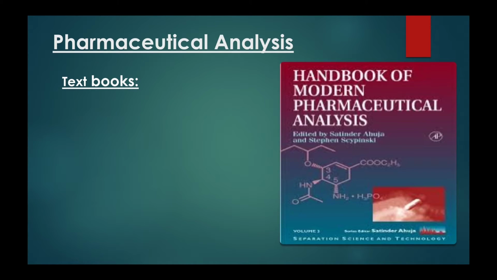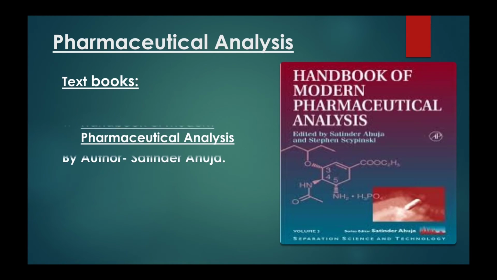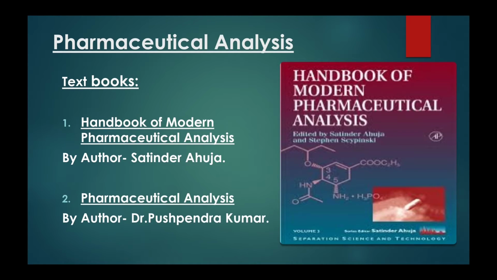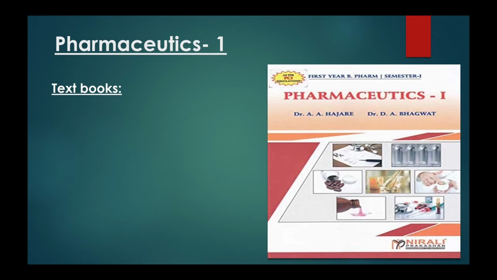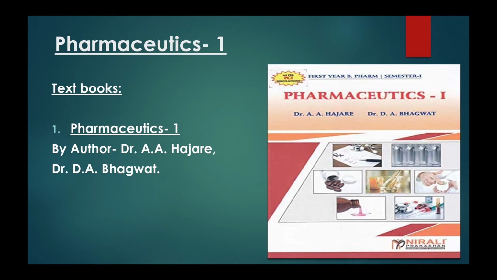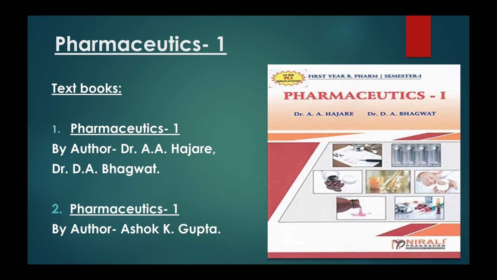Next subject is Pharmaceutical Analysis, and the textbooks are Handbook of Modern Pharmaceutical Analysis by author Satinder Ahuja. The second book is Pharmaceutical Analysis by author Dr. Pushpendra Kumar. For the Pharmaceutics 1 subject, you can refer to the textbook Pharmaceutics 1 by author Dr. A. Hazare and Dr. D. A. Bhagwat. The next textbook is Pharmaceutics 1 written by author Ashok K. Gupta.